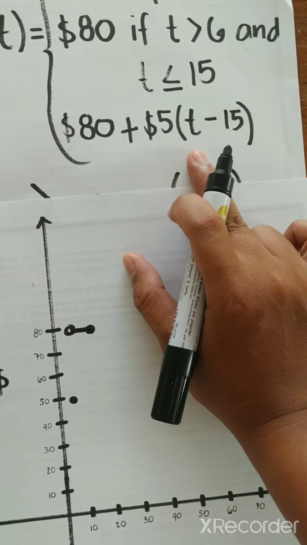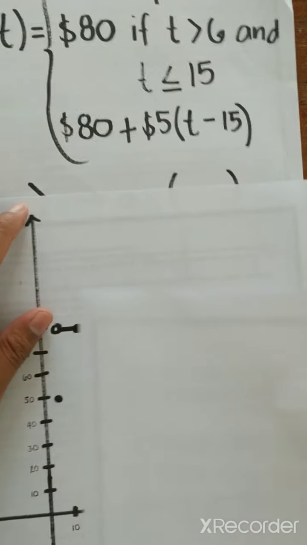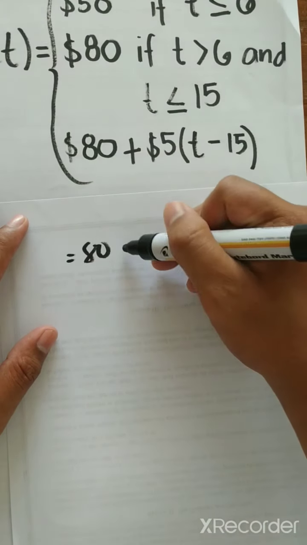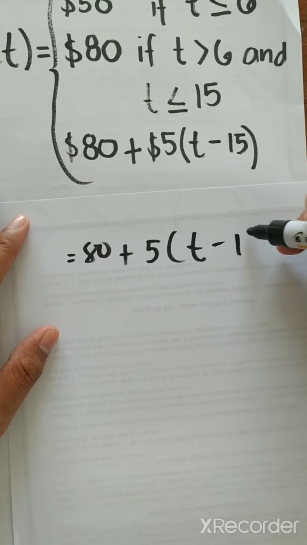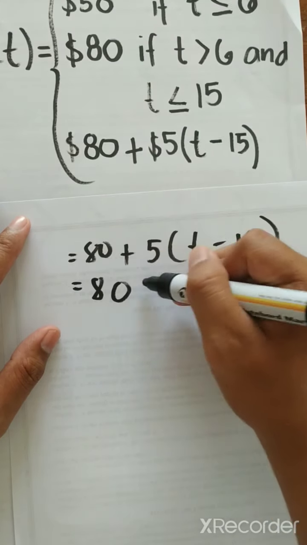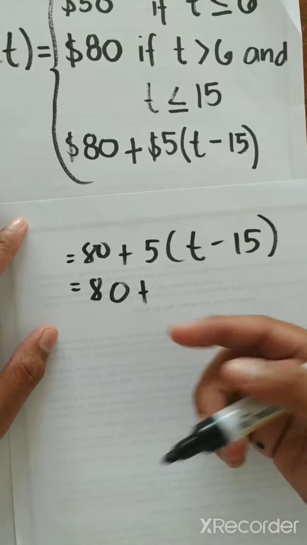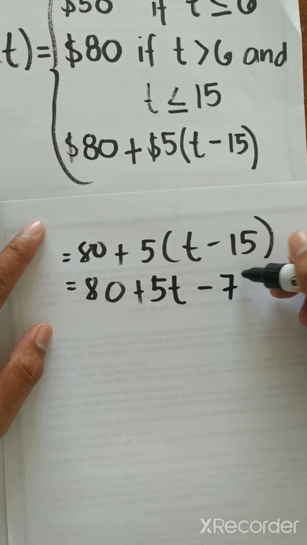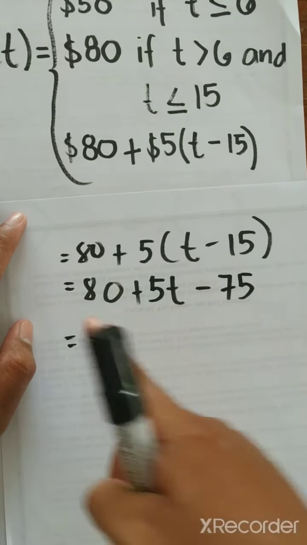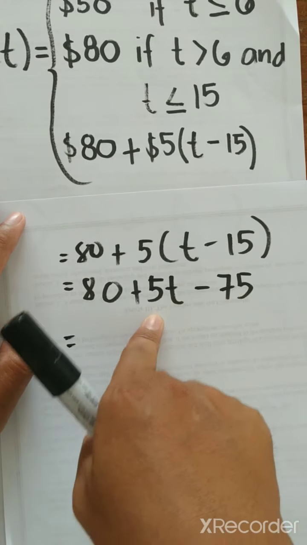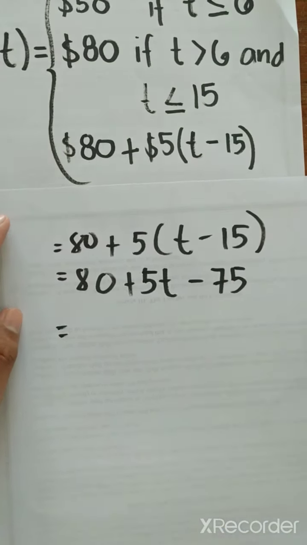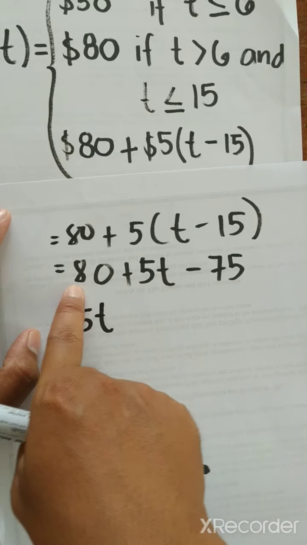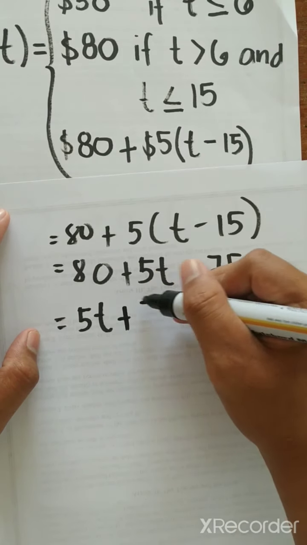Okay. So we are going to simplify that to make it quite simple. So we'll have 80 plus 5 t minus 15. So 80 plus, we're going to distribute this 5, distributive property of multiplication over subtraction. So 5t minus 75. Next, we're going to combine like terms. We cannot combine 80 and 5t as well as 75 and 5t because both 80 and 75 don't have t's. So 5t will just remain there, and 80 minus 75 will give us 5.